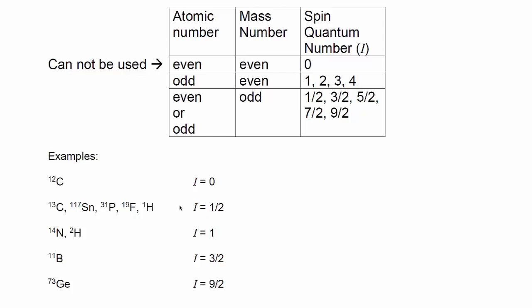Here are some spin 1/2 systems: carbon-13, tin-117, phosphorus-31. For all of these cases, you have an odd mass number. You see the mass number is given as an exponent here. These are all odd numbers. Any nucleus that has an odd mass number will have a fractional and non-zero spin quantum number.